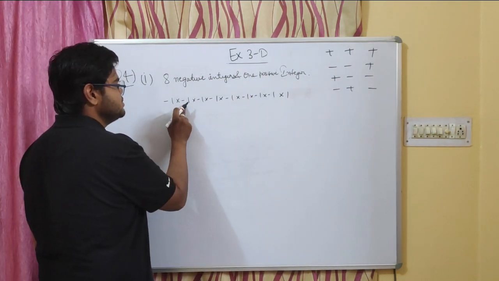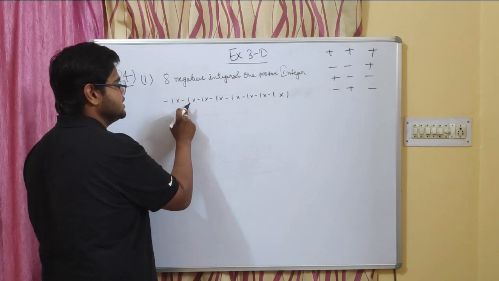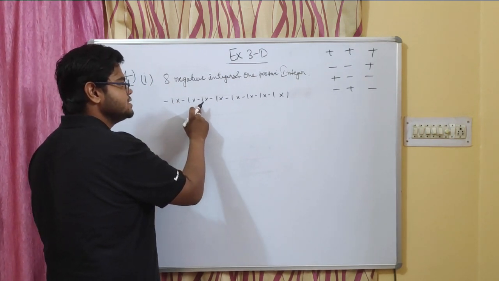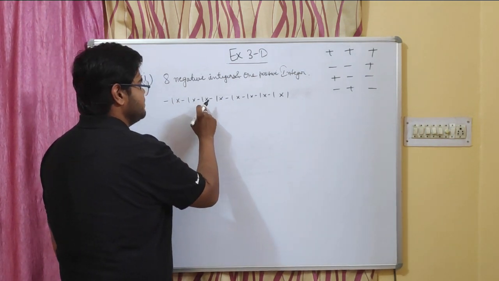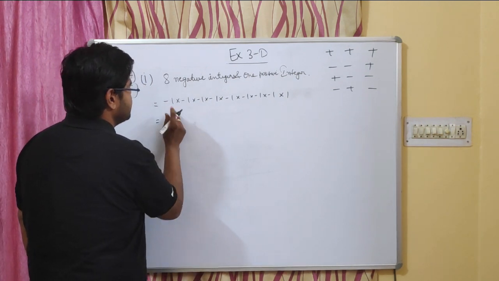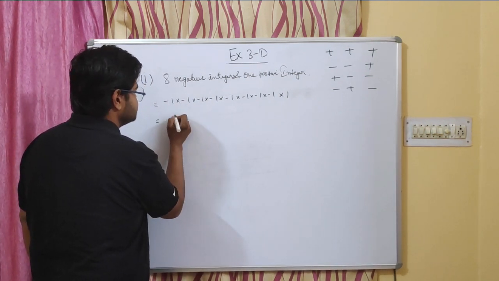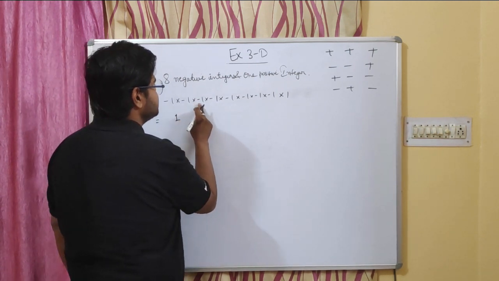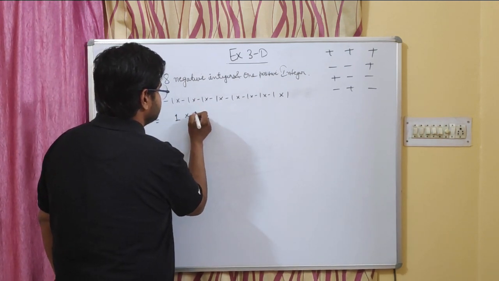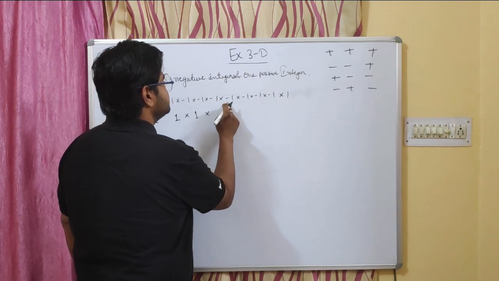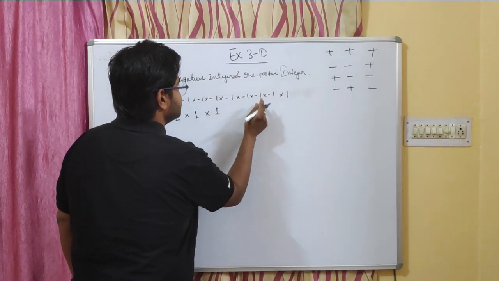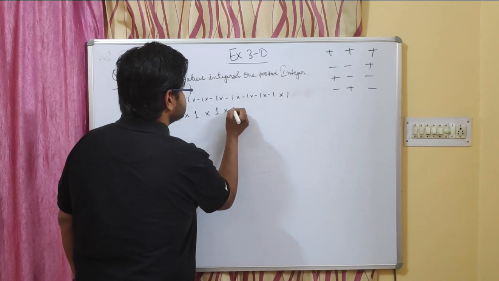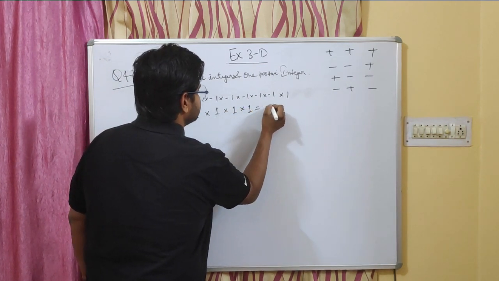So minus 1 into minus 1 will be plus 1. Then plus 1 into minus 1, minus 1. Minus 1 into minus 1, this will give us plus 1. Then minus 1 into minus 1, again plus 1. Minus 1 into minus 1, again plus 1. And minus 1 into minus 1, again plus 1. Then again you have 1.